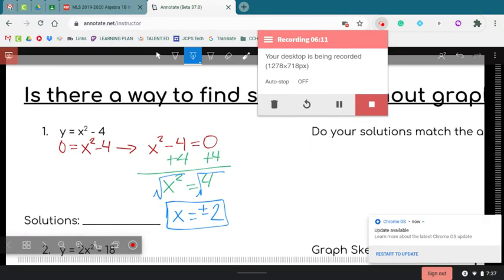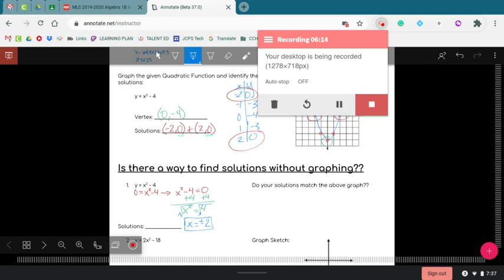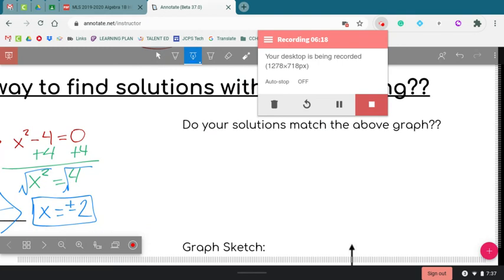So we got a positive or negative 2 with our x value. Are those the same things? Yes. So did our solutions match? Yes. So keep that in mind.